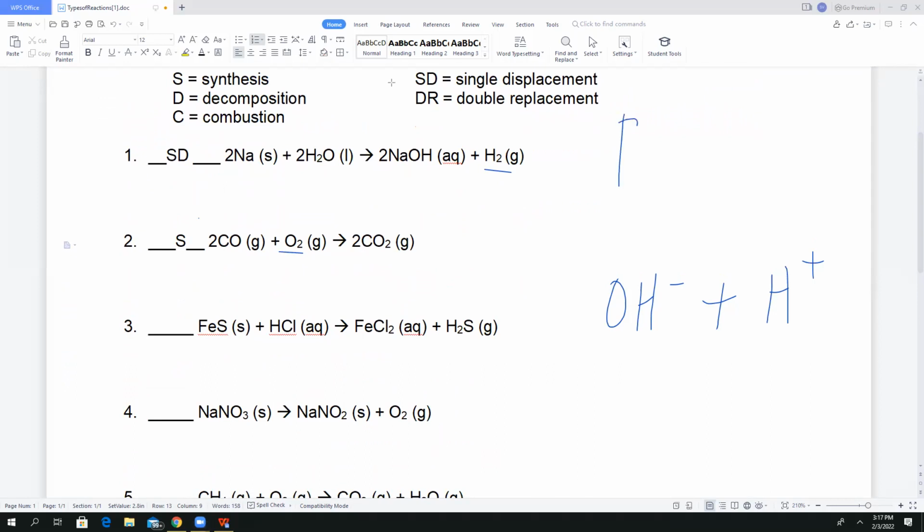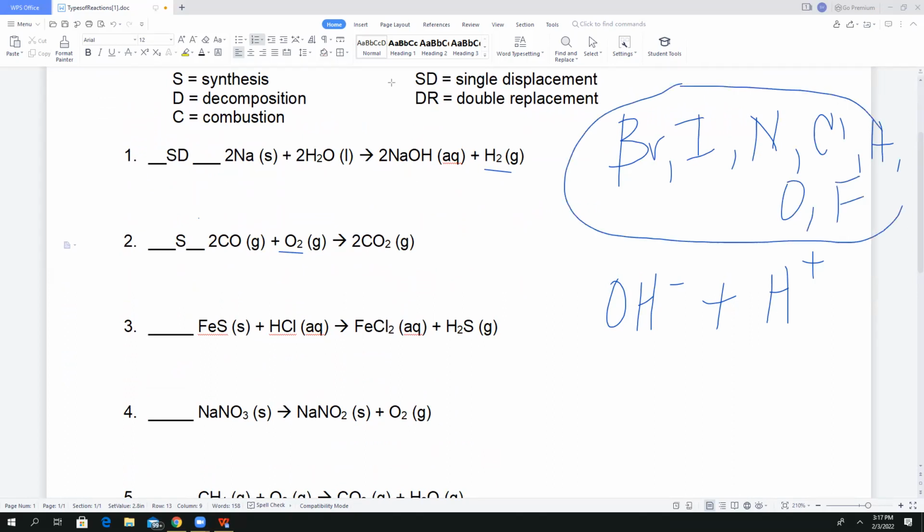There we go. So you've got Brinkelhoff. Remember, these are the elements that are always diatomic. All of these right here. Okay, they're always diatomic. So whenever you see them in an equation, they're always going to come with a 2 on it. All right, this one, remember we did this yesterday.